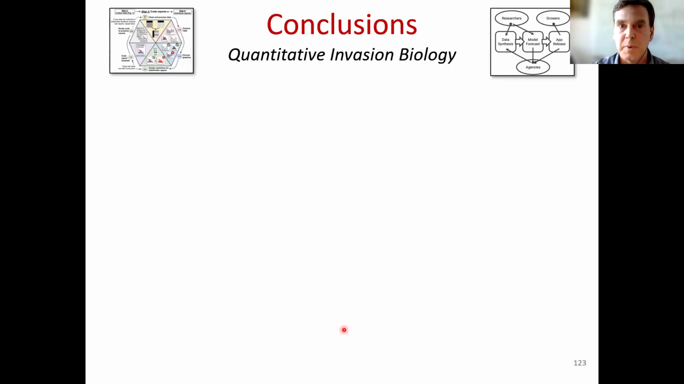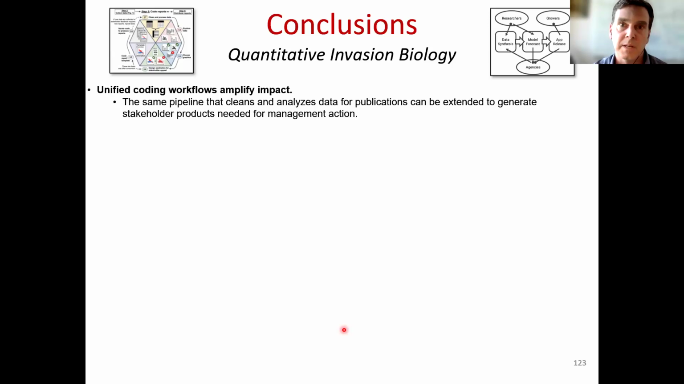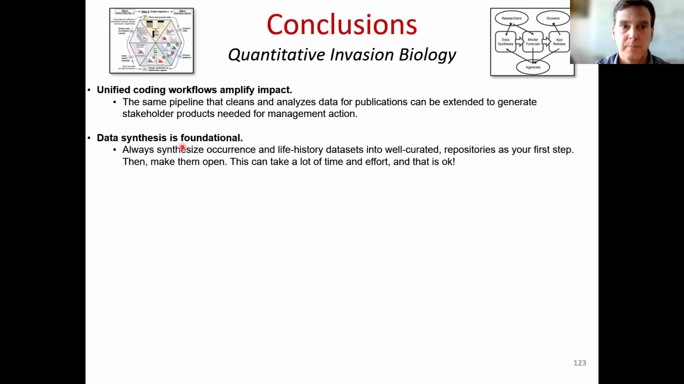And so thinking about this from the perspective of someone who does quantitative invasion biology, what are some take-home messages that I think are important, based on my past research? Well, first, when you're doing your research, as a professor or a student or anybody who has stakeholders, try to think about unifying your coding workflows for publication with some type of stakeholder app or report. By doing that, it makes it a lot easier to have these broader impacts.